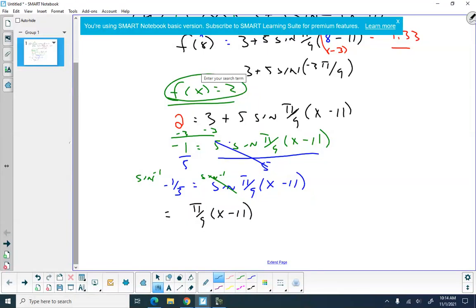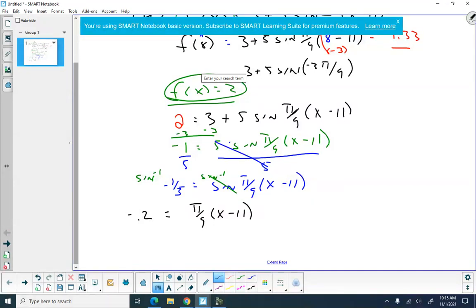Inverse sine of negative 1/5. What do you come up with? Negative 0.2. Once again, it's a very small value. Okay, but when you take the inverse sine, you have two solutions. Just like when you take the square root of both sides, you have to deal with plus or minus. When you do the inverse sine, you get two solutions. You get our calculator value, which we call the principal value.